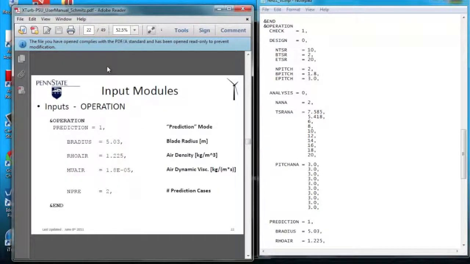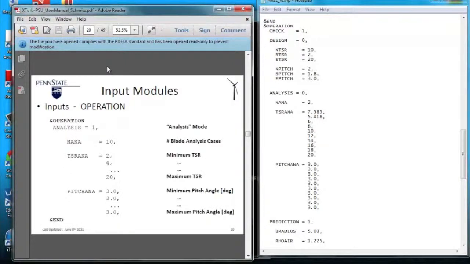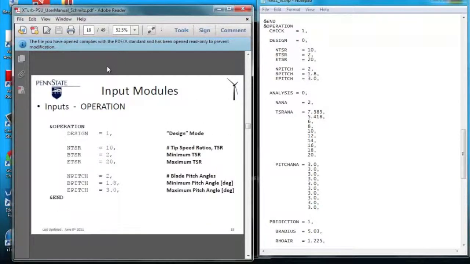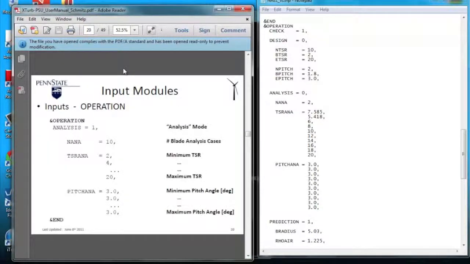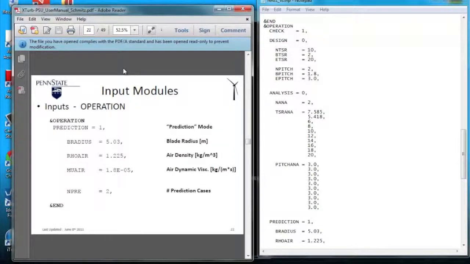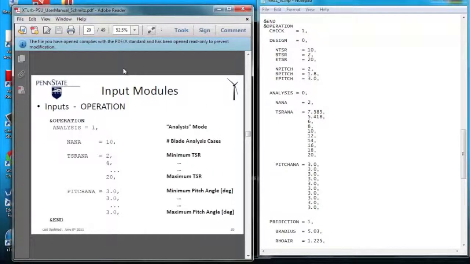And if all of them are 1, as here in this example, design wins. If design is 0 and analysis is 1, then analysis is highest in the hierarchy. So even if design is 0, analysis is 1, and prediction is 1, the code is going to compute with the analysis operation.